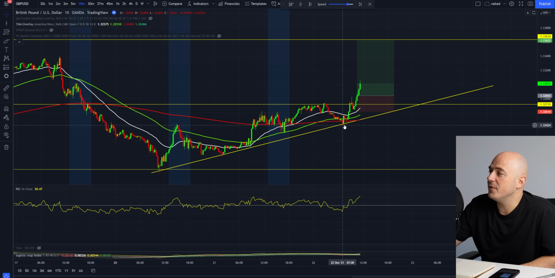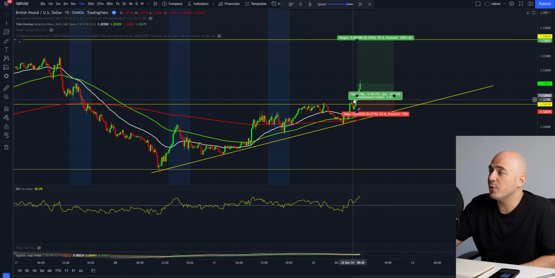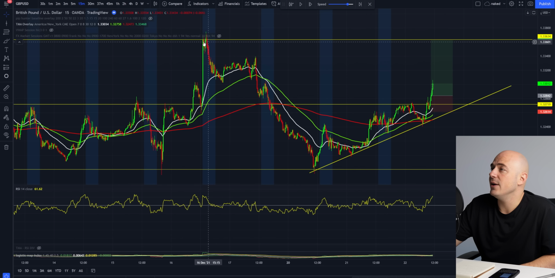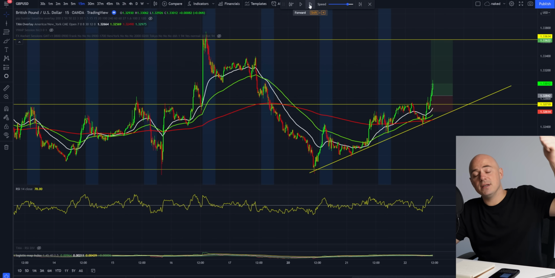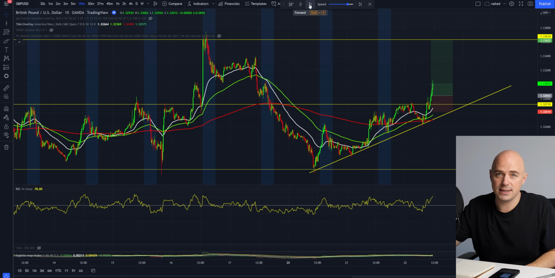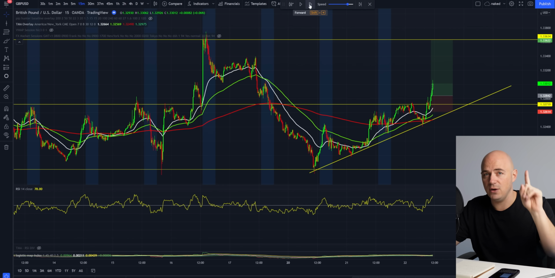We rejected off of this trend line. We had our hidden bullish divergence. We already broke that point. We can easily target the previous swing high right here. That's divergence, support and resistance, trend lines, moving averages, and a break and a retest. 5 confluences in one trade.